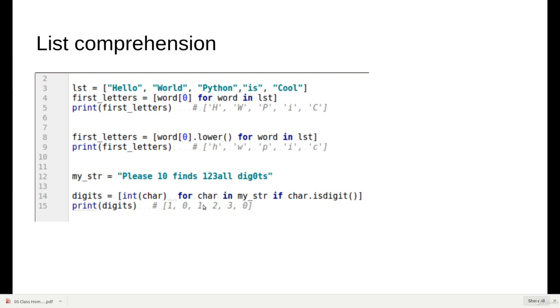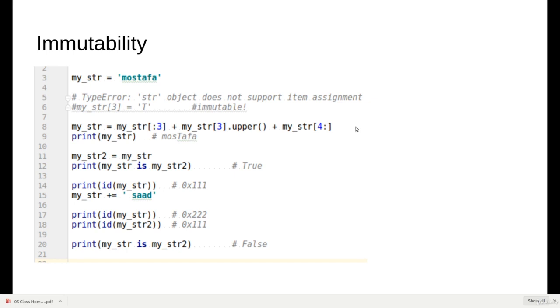In this code, I'm trying to extract all the digits and convert them to integers. So let's iterate for character in my string, and then I'm checking if the character is a digit. If it is, then I am appending the integer of the character. So I'm getting all of the digits here. As you see, very straightforward usage for it.